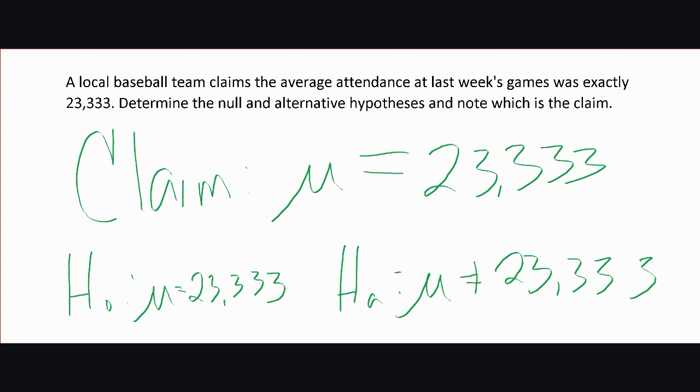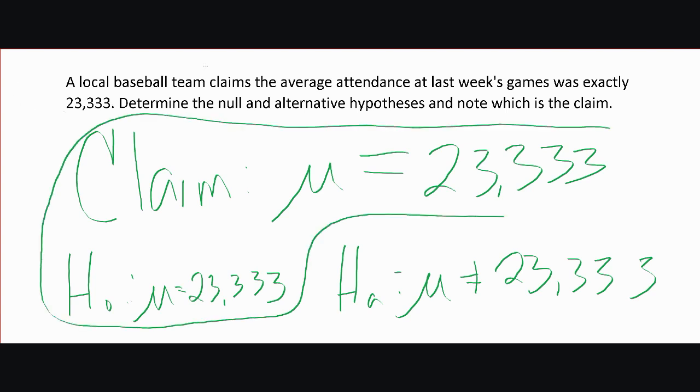Now, lastly, which of these is the claim? Well, as we've said, the null hypothesis matches the claim statement from the problem. So this is how we establish our hypotheses for hypothesis testing. Remember that the null always contains equality, and the alternative is always the complement, or the opposite, of that null hypothesis. Okay?